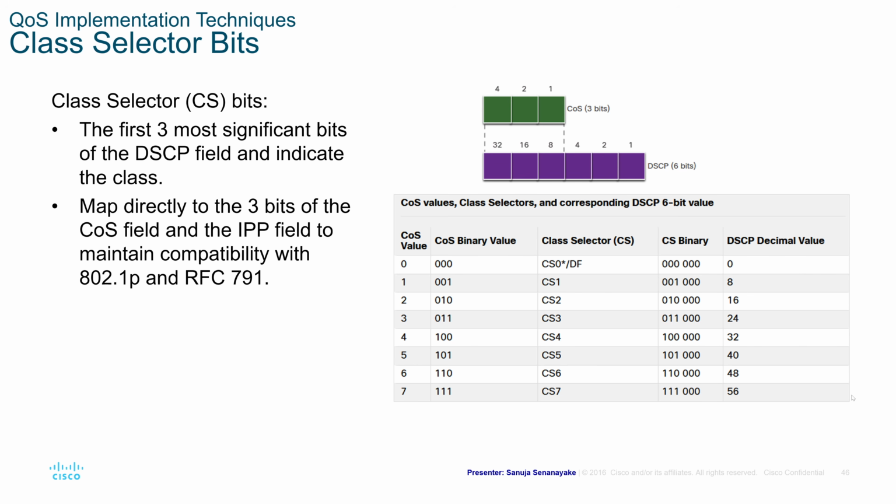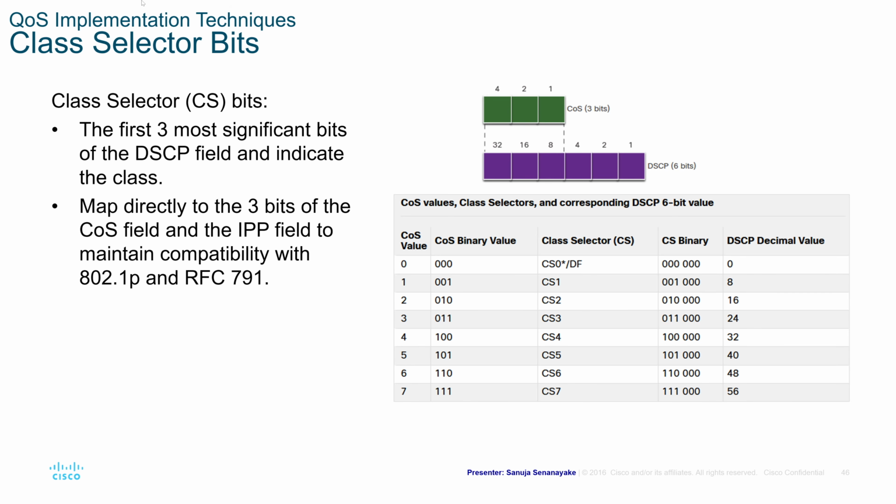So on the right hand side, we have the QoS value listed on the most left hand side of this table, and we have the QoS binary value. The class selector is shown right here, which is the class selector bits, and then the CS binary, the class selector binary, and the DSCP decimal values. So depending on the class that you are taking, who is your instructor, you may have to memorize this table, because that might show up on your exam.